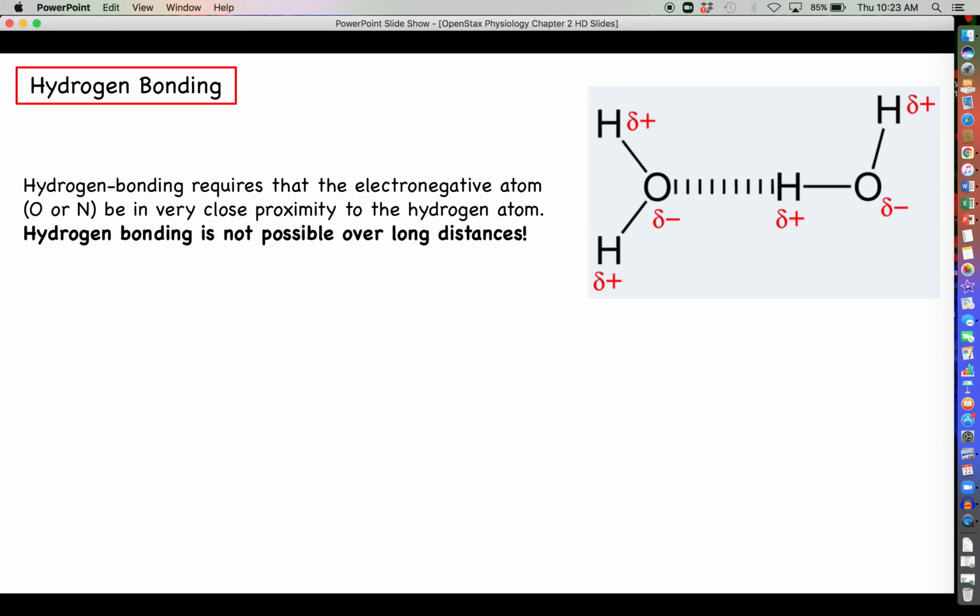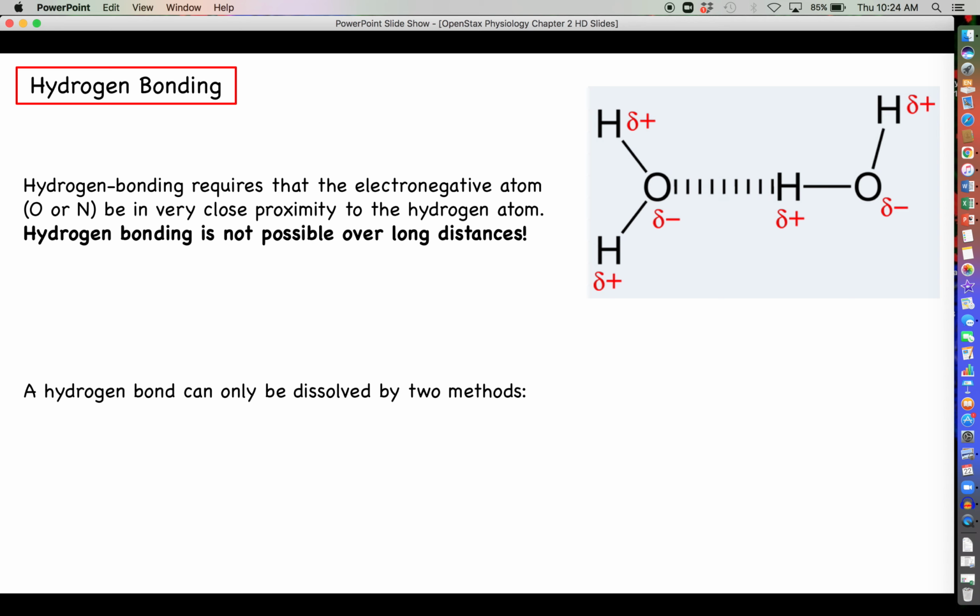Okay, so hydrogen bonding, we've already established, requires that the electronegative atom, again, whether it's oxygen or nitrogen, needs to be partially negative so that it can attract that partial positive charge. Another thing that we said is that this is a very weak kind of bond. And what that usually means when you're talking about a weak chemical bond is that it's not going to be very strong if you start moving those two molecules apart from each other. So really what hydrogen bonding is ultimately going to require is that the two involved parties, the oxygen and the hydrogen in the case of water, need to be fairly close together. So hydrogen bonding really does not end up being possible over very long distances.